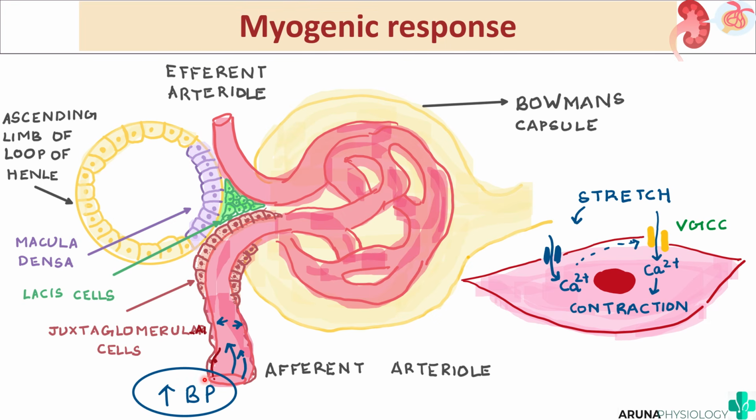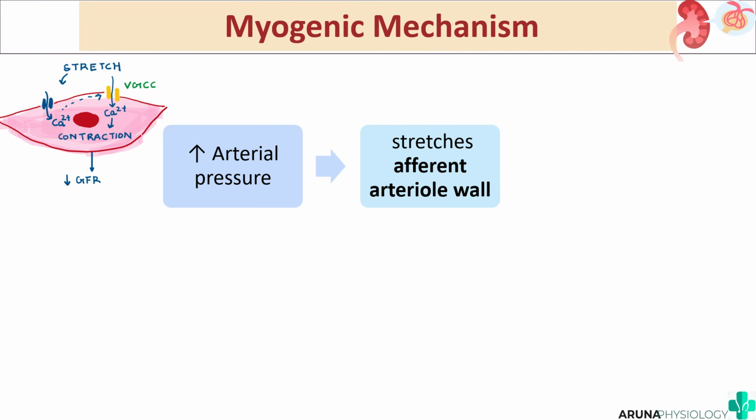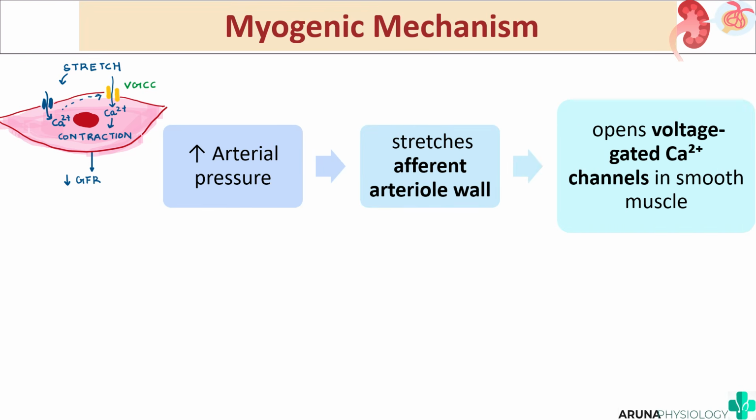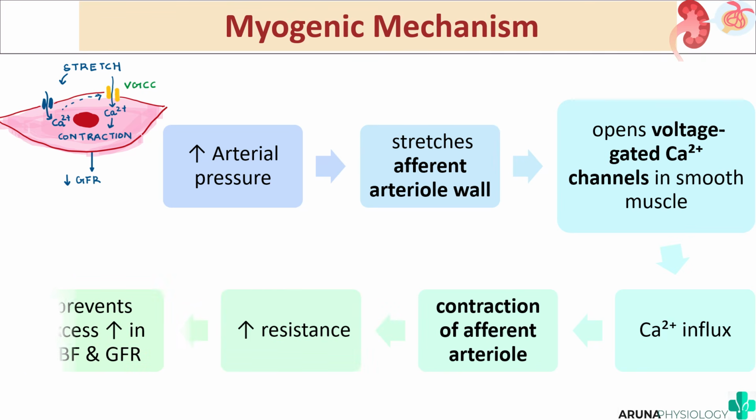This contraction of smooth muscle means the afferent arteriole is going to be constricted. So naturally there will be less blood reaching, and the GFR will decrease. So this is the myogenic mechanism of autoregulation. When the arterial pressure increases, it stretches the afferent arteriolar wall, opens the stretch gated calcium channels, which in turn open the voltage gated calcium channels. There will be calcium influx, which causes contraction of the afferent arteriole. There is increased resistance in the afferent arteriole and thereby it prevents excess increase in RBF and GFR.